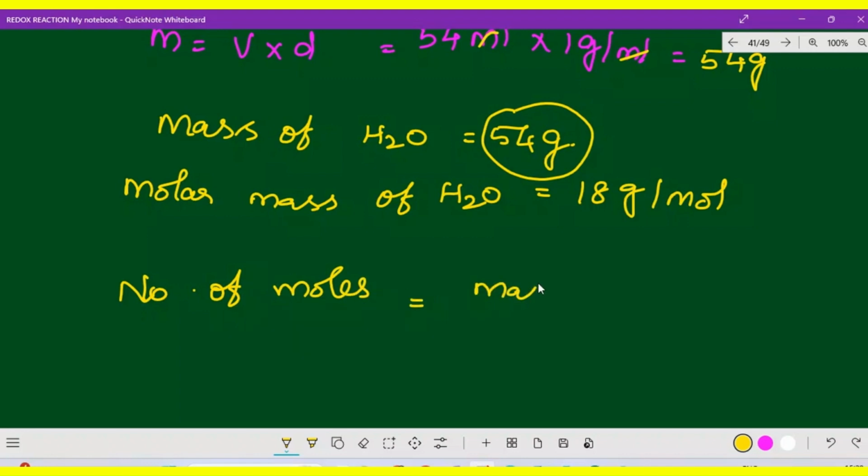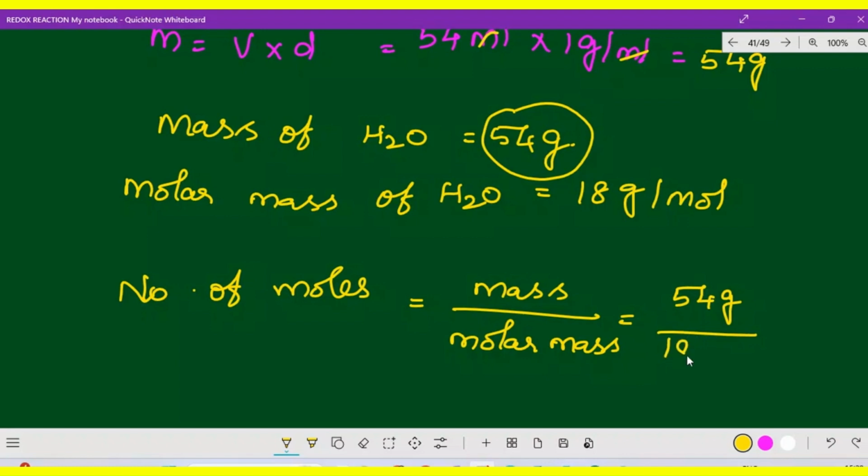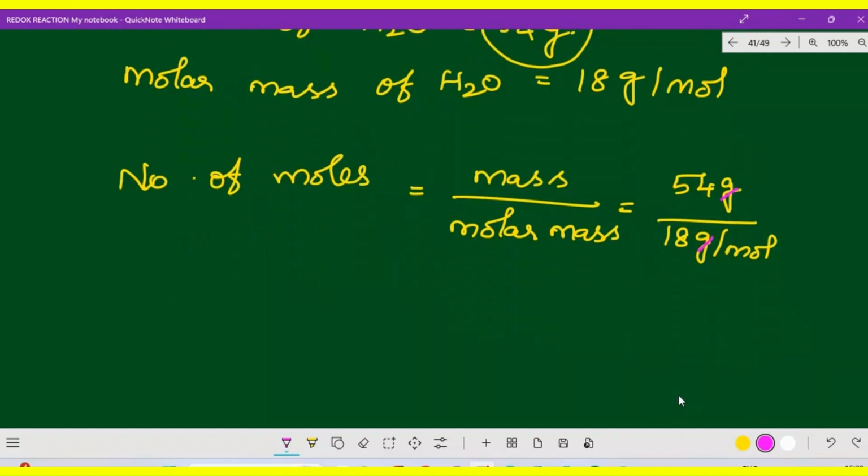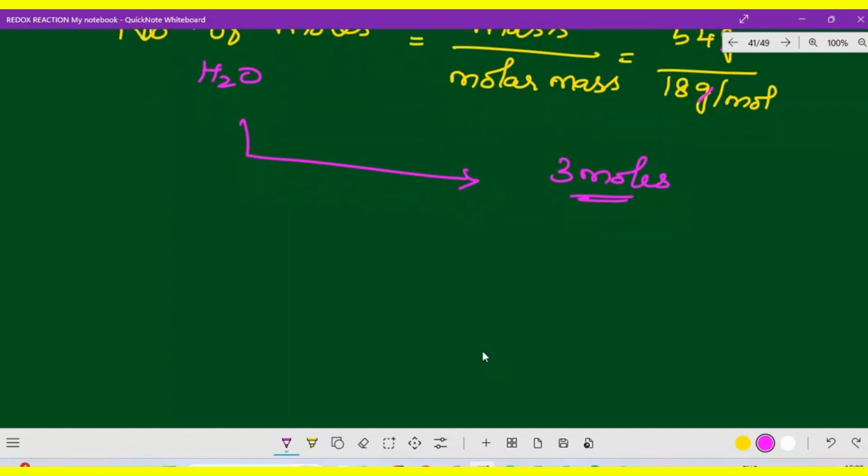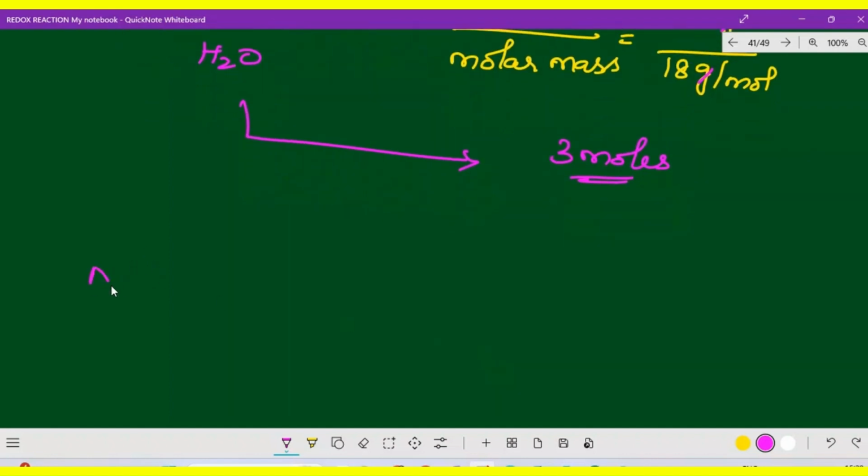So number of moles equals mass by molar mass, equals 54 gram by 18 gram per mole. So gram will be cancelled. 54 divided by 18 is 3 moles. So the number of moles of water is 3 moles. Next, they mentioned the number of molecules.